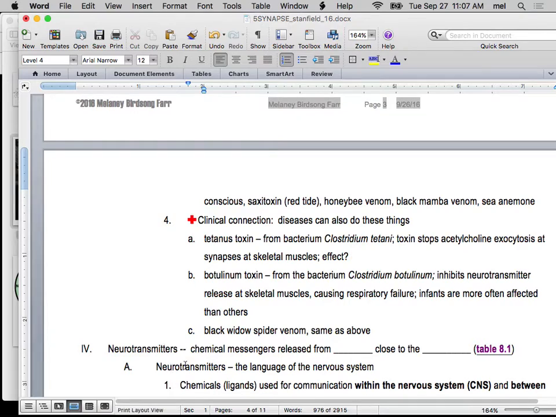So that's botulinum toxin. And then black widow spider venom works pretty much the same as those two, but it usually stays local and doesn't go systemic. Okay, guys, questions? No? Everybody good?